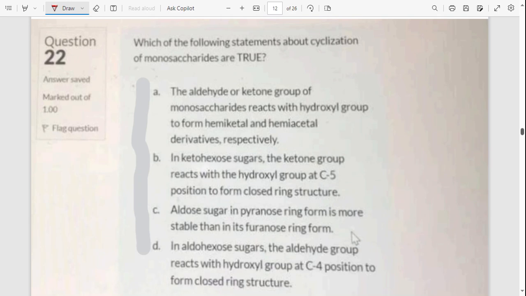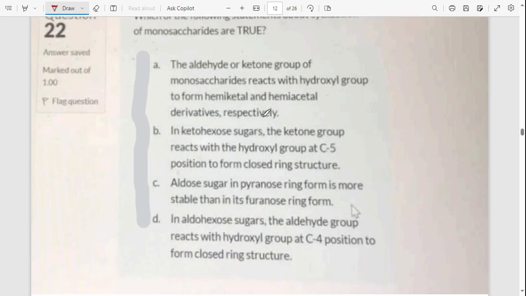Which of the following statements about cyclization of monosaccharides are true? The aldehyde or ketone of a monosaccharide reacts with a hydroxyl group to form hemiketal and hemiacetal derivatives respectively. This statement is not true, because when an aldehyde reacts with a hydroxyl, it will form a hemiacetal, not a hemiketal. And when a ketone reacts with a hydroxyl, it will form a hemiketal, not a hemiacetal.